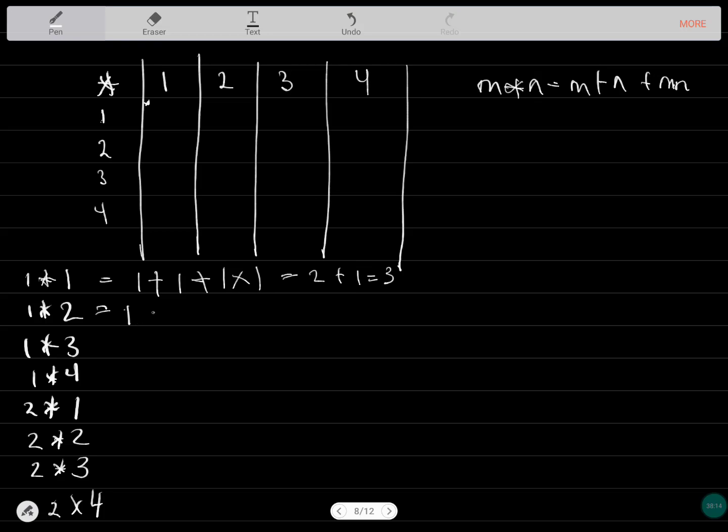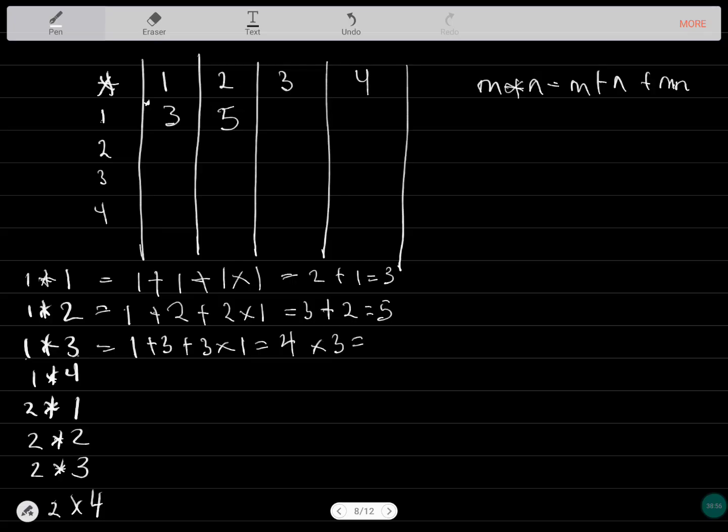Over here, we are going to have 1 plus 2 plus 2 times 1. And that is going to give us 1 plus 2 is 3. 2 times 1 is 2. And our answer is 5. So we would have 3 here, 5 here. 1 star 3 would give us 1 plus 3 plus 3 times 1. And that will give us 1 plus 3, which is 4. 3 times 1 is 3. And our answer would be 7.